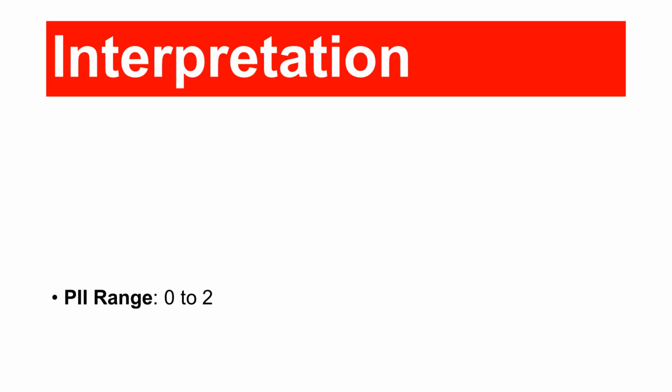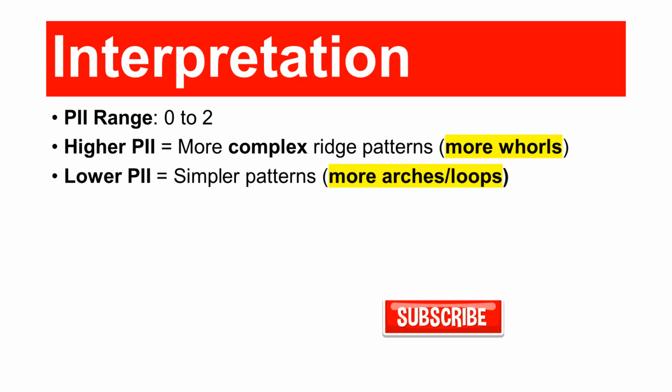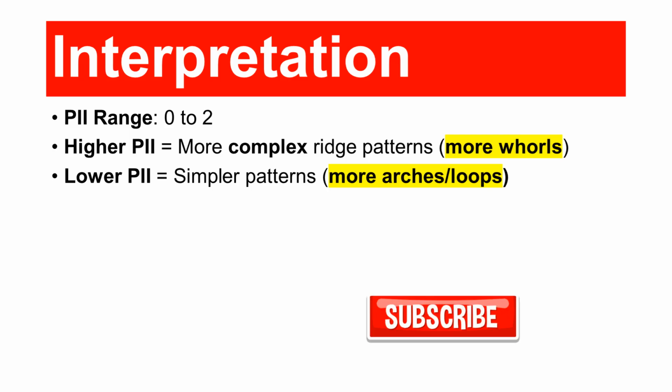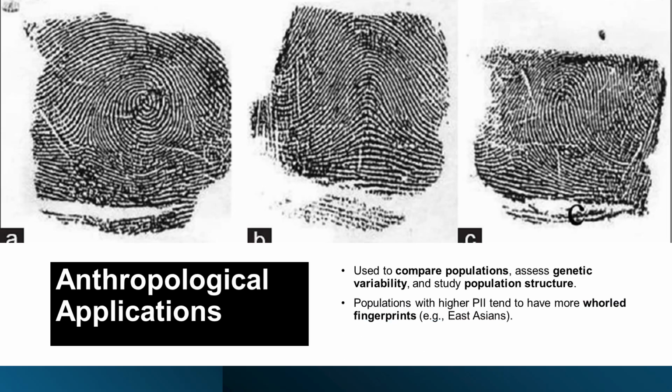Interpretation. PI range 0 to 2. Higher PI equals more complex ridge patterns, more whorls. Lower PI equals simpler patterns, more arches/loops. Anthropological applications. Used to compare populations, assess genetic variability, and study population structure. Populations with higher PI tend to have more whorled fingerprints, e.g., East Asians. Lower PI is often observed in populations with more arches and loops.